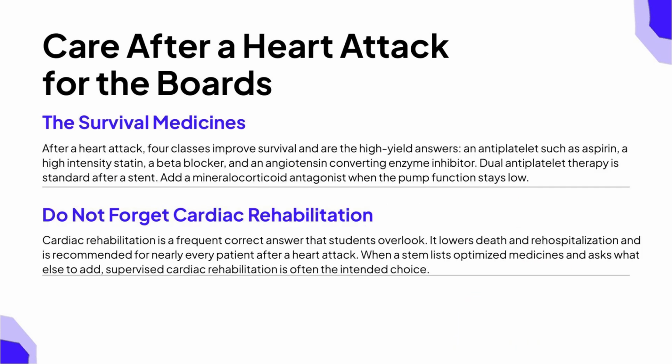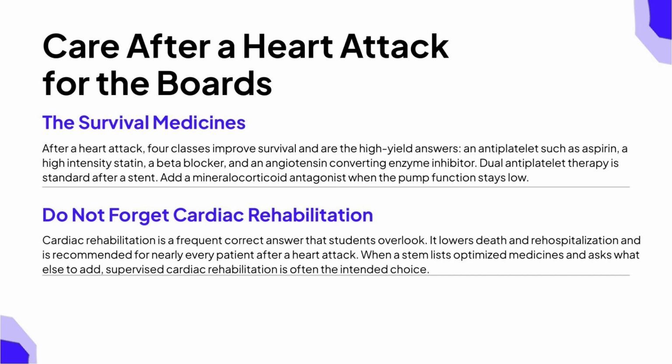Let us review care after a heart attack for the boards because this comes up constantly. There are 4 classes of medicine that improve survival, and they are your high-yield answers: an antiplatelet such as aspirin, a high-intensity statin, a beta blocker, and an angiotensin-converting enzyme inhibitor. After a stent, expect dual antiplatelet therapy. When the pump function stays low, add a mineralocorticoid antagonist.